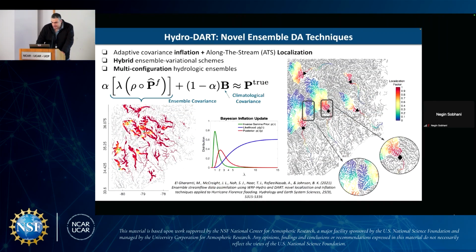As far as the data assimilation algorithms that come with this system, over the years we've developed several state-of-the-art algorithms that enhance streamflow and flood prediction. These range from adaptive covariance inflation to restore ensemble spread, to along-the-stream localization, essentially how we can localize the impact of observations on the stream network, and recently, the recently proposed hybrid ensemble and variational schemes.